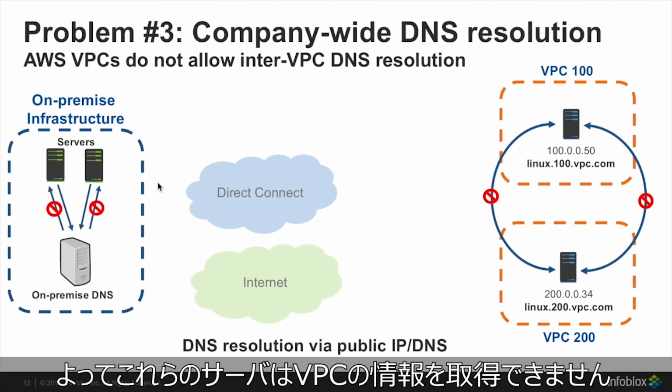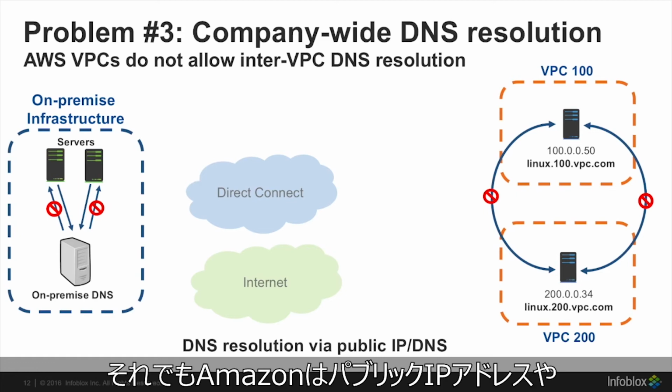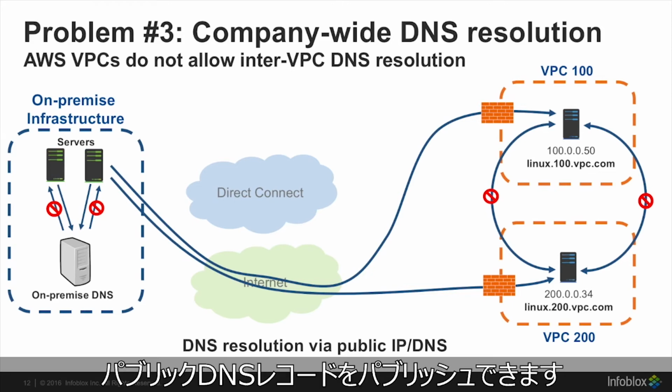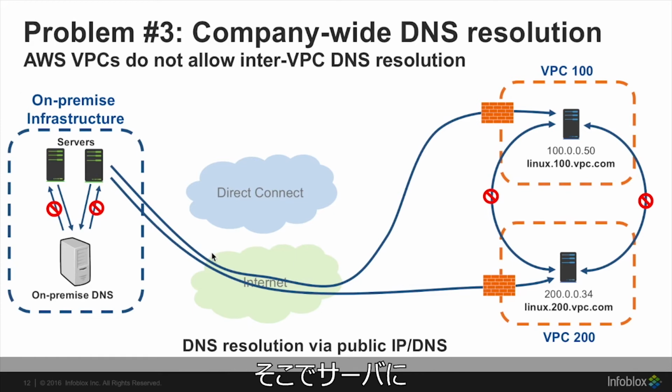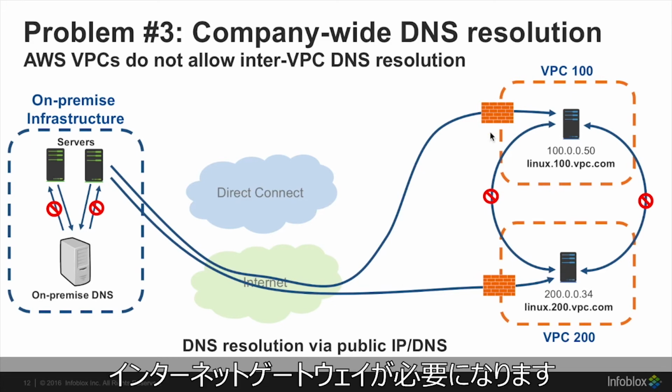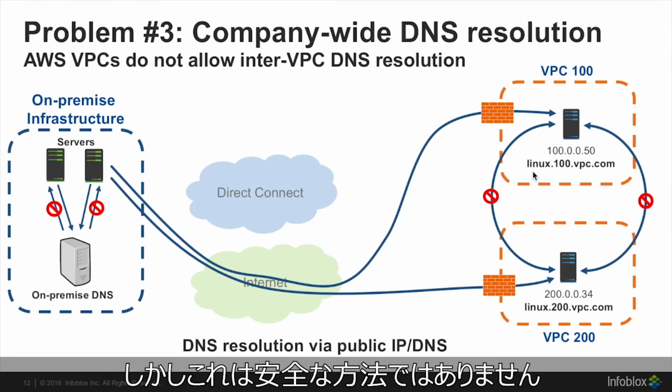Accordingly, these servers will then have no knowledge of those VPCs either. What Amazon does do, however, is provide the ability to publish public IP addresses and public DNS records. So what you could do is have servers actually go via the internet, but you have to then punch a hole and provide an internet gateway through these VPCs. That's not a very secure method of working.